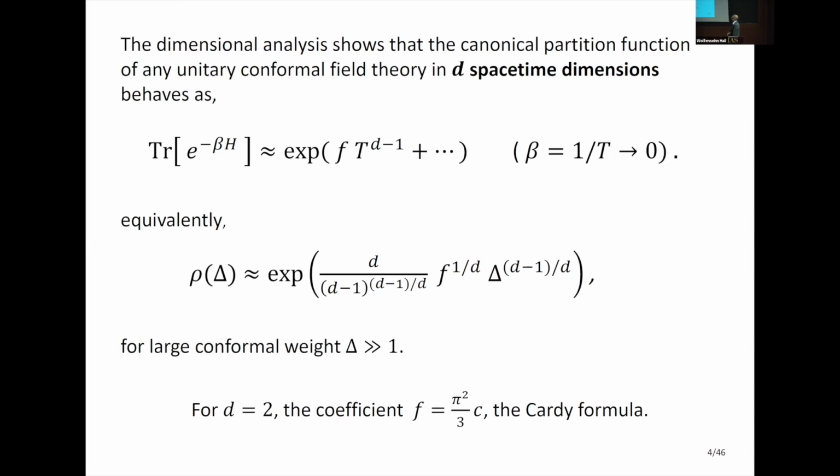Then if you do the Laplace transform of this and go into the microcanonical ensemble, you see that in a conformal field theory the density of states at large conformal dimension scales like this. This is true for any unitary conformal field theory, and the coefficient f depends on the theory. For example, in two-dimensional conformal field theory, f is related to the central charge of the Virasoro algebra. This is the celebrated Cardy formula. But this argument works in any dimension as long as you have a conformal field theory. Just that calculating f for a specific strongly coupled theory in high dimensions is more difficult than in 2 dimensions.